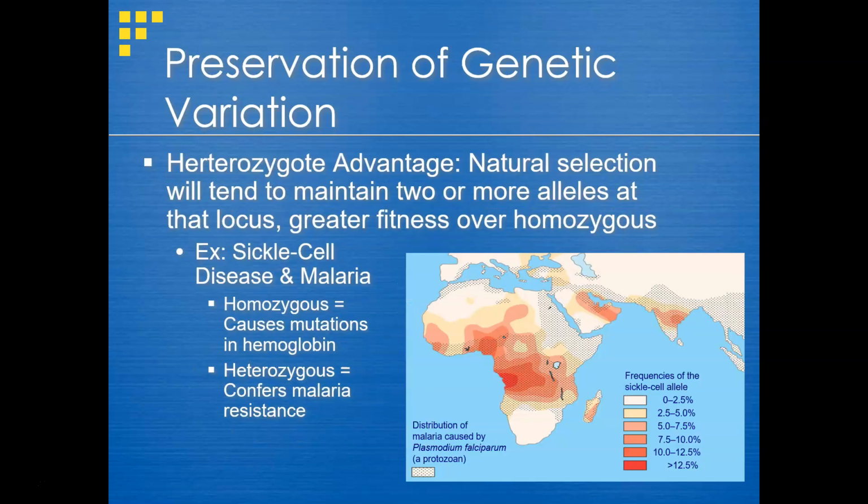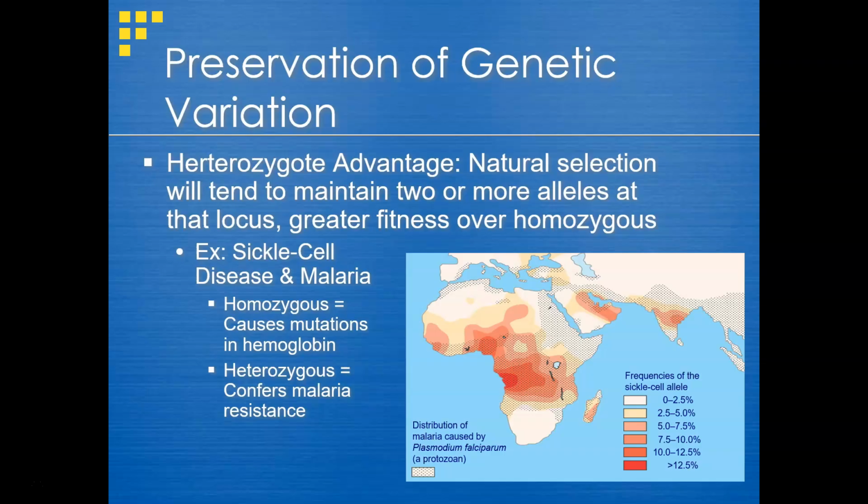So heterozygote advantage is just the idea that natural selection tends to maintain two or more alleles at the same locus. So locus is the gene's location in your chromosomes. So it tends to maintain that heterozygote because that heterozygote presumably has greater fitness over being homozygous, either dominant or recessive. And the classic example of heterozygote advantage occurs in sickle cell disease and malaria in African populations.